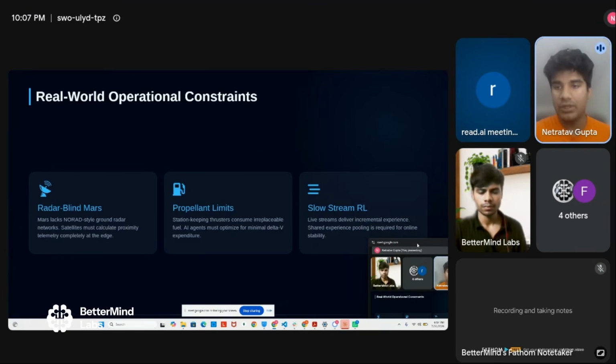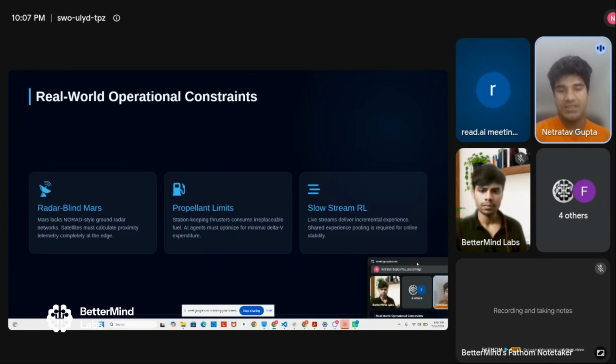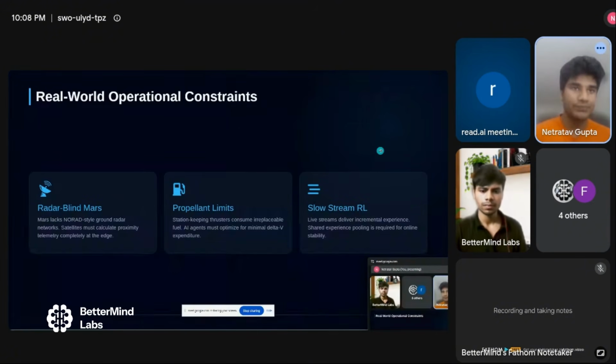And then another thing is slow stream RL, which is basically saying that since the reinforcement learning model is observing the environment around it, there may be delays in the information, where the reinforcement learning agent has delays when it's getting the information. So we have to consider that as well in these applications. These are some real world operational constraints that I considered when we were making this project.